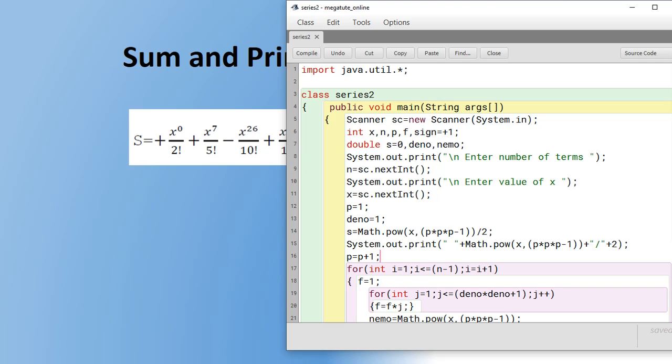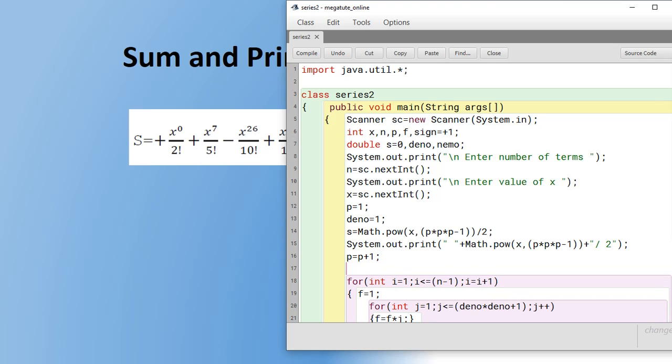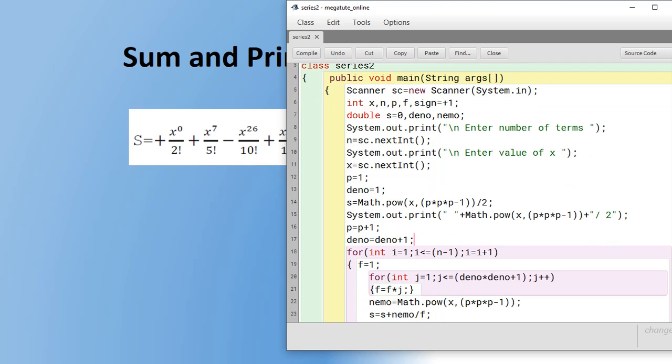Now this 2 shall come inside quotes, because we have fixed it. All right, and now once the first term is done, we'll increase the value of p by 1. And the denominator also shall increase by 1 for the next term, so I'll increase the denominator also by 1. Now inside the loop, since I have already printed the first term of this series, I'll run this from 2, because the first term is printed.